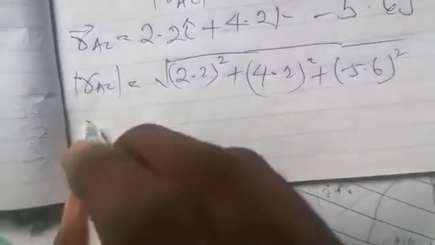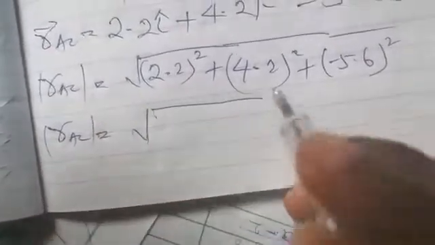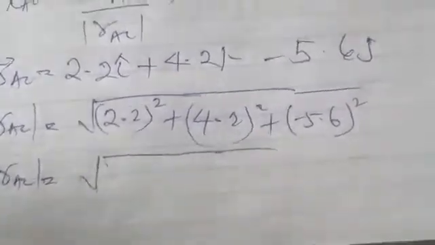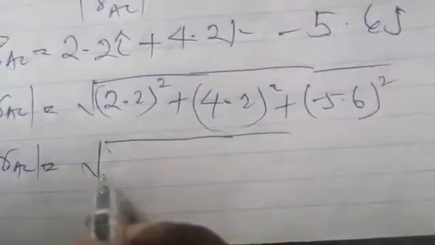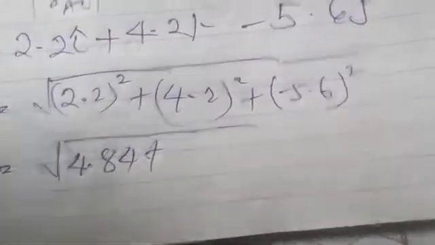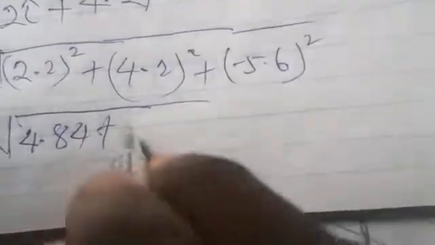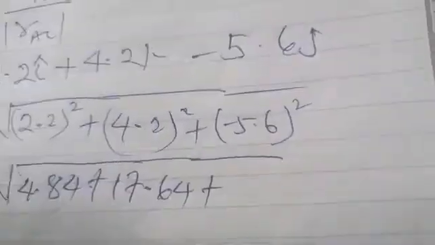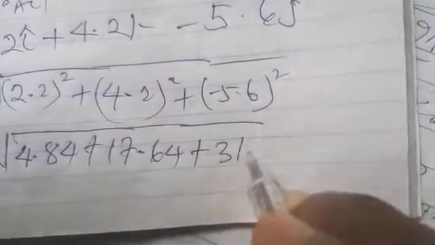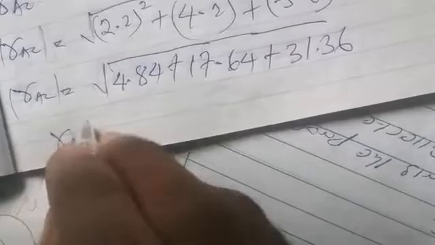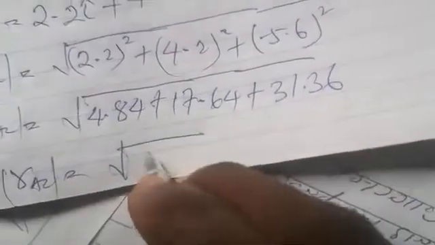So the magnitude of R_AC is equal to the square root of, let's obtain, 2.2 squared is 4.84, plus 4.2 squared, that's 17.64, plus 5.6 squared, that's 31.36. Alright, so we add them up. The magnitude of R_AC equals the square root of, adding them up, 53.84.